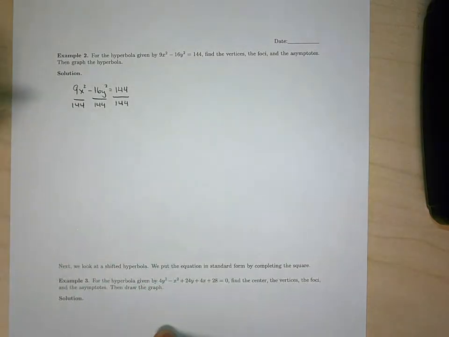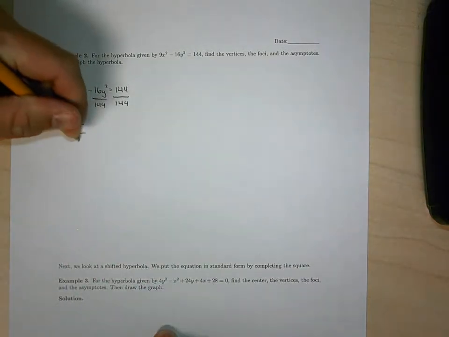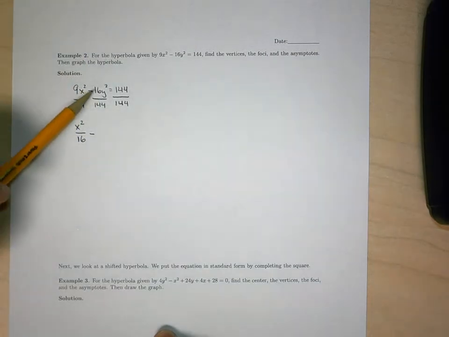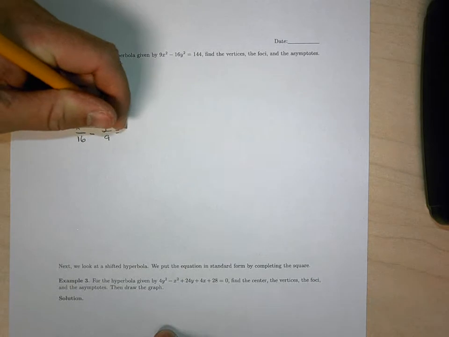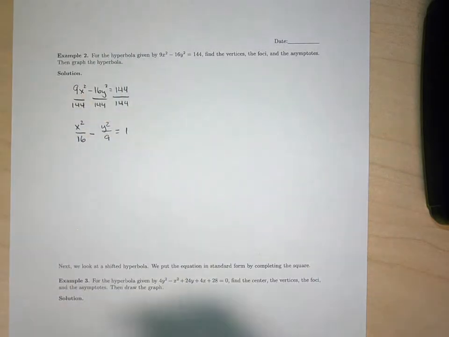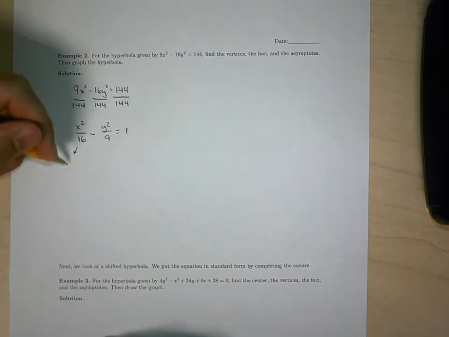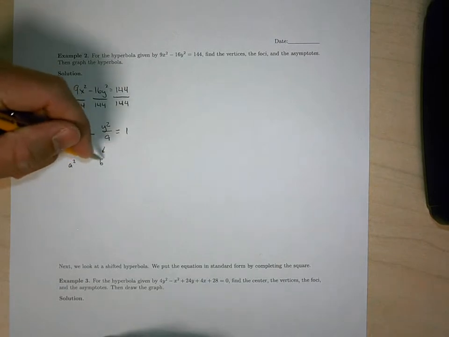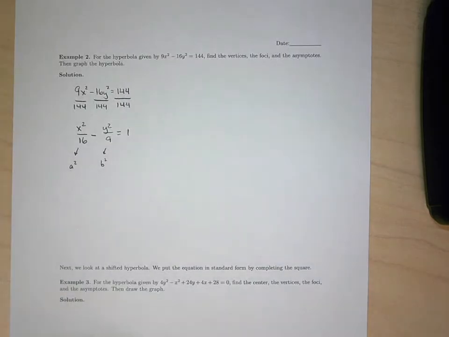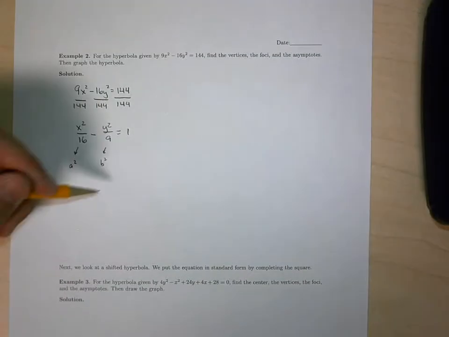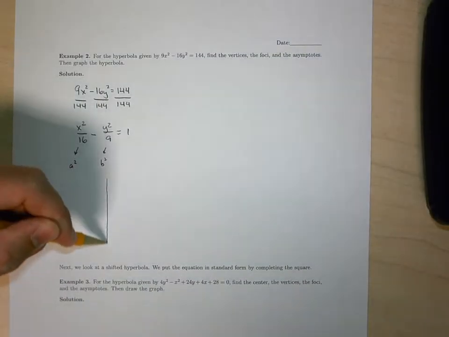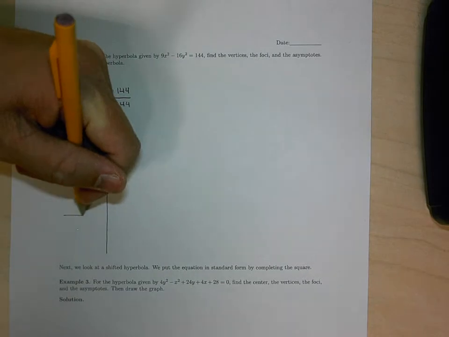9 goes into 144 16 times. 16 goes into 144 9 times. And then the right side is 1, of course. Now, 16 is a squared, 9 is b squared. The first number is a squared, the second is b squared. And so right away, this tells us how we can sketch this thing.